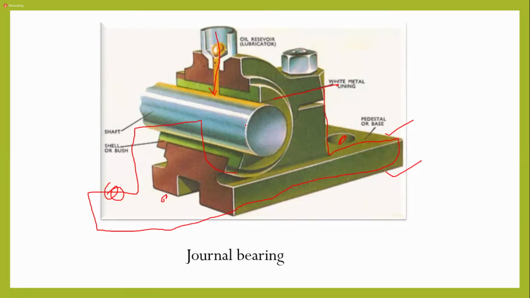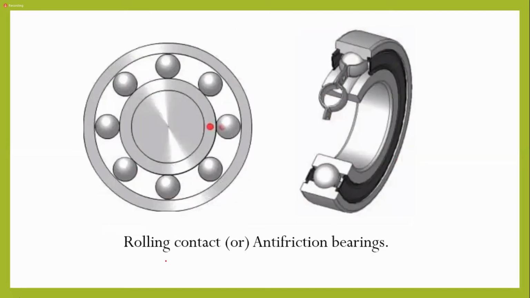Because the journal will work based on the viscosity of the oil or the thickness of the oil film. So that is the reason we have to maintain the oil film, and in order to maintain it, we need to supply the oil regularly, at regular time intervals. The other thing is the rolling contact bearing. In the rolling contact bearing, we will have the outer ring, the inner ring, and some balls, and there will be a cage for holding these balls, right? This is a rolling bearing.